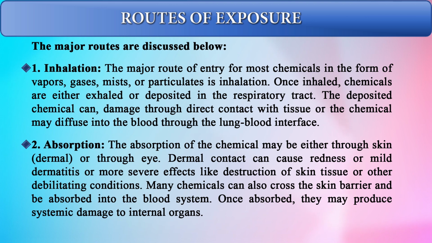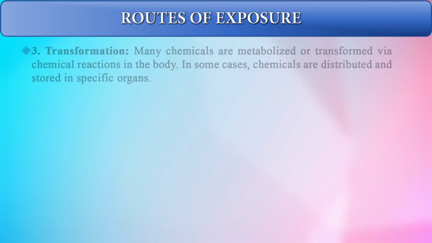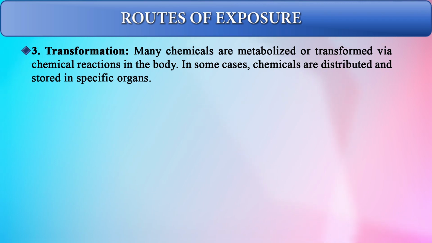Once absorbed, they may produce systemic damage to internal organs. The third way is transformation. Many chemicals are metabolized or transformed via chemical reactions in the body. In some cases, chemicals are distributed and stored in specific organs.